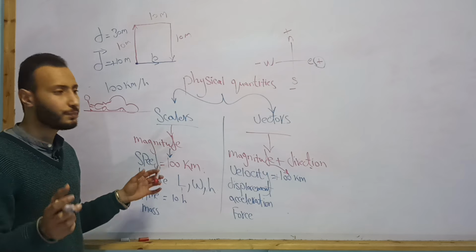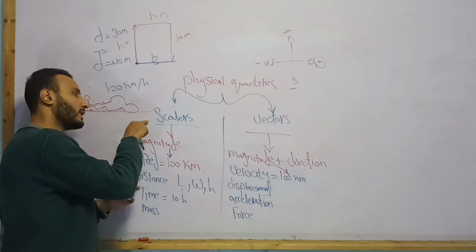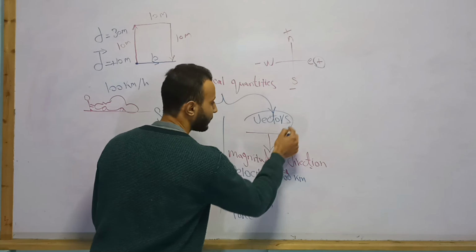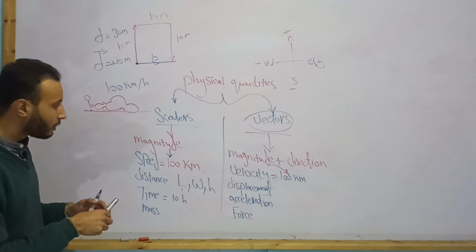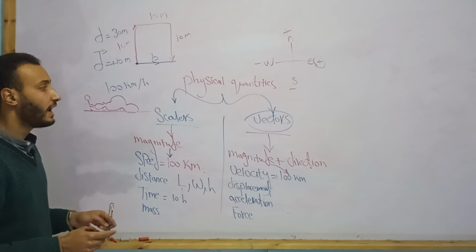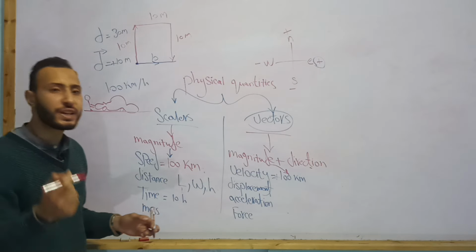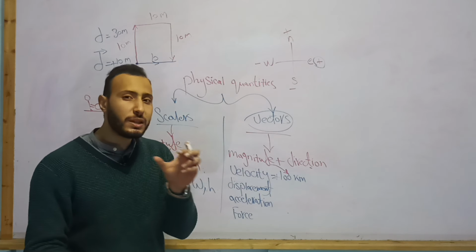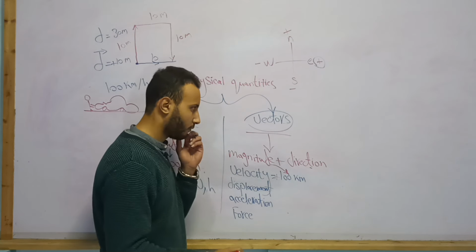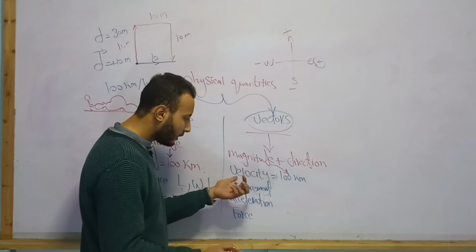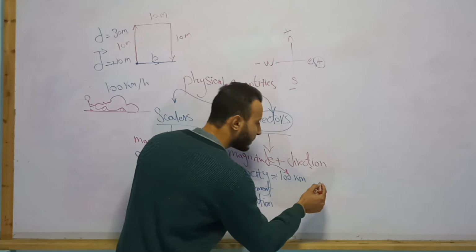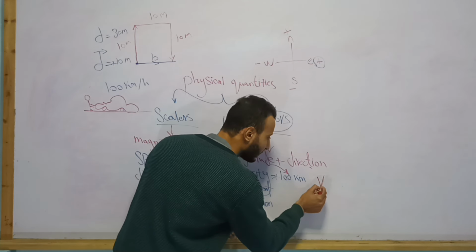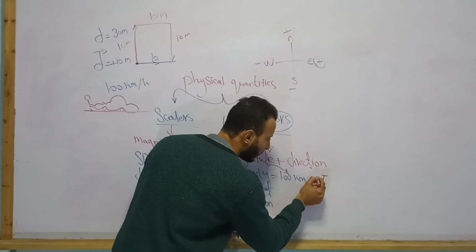So what's new? The new is not in the scalars, the new is in the vectors. For example, you can represent the symbol of any of these vectors by a bold-faced letter. What do I mean by that? If you like to mention the velocity, you can write the velocity like this, in very bold face.